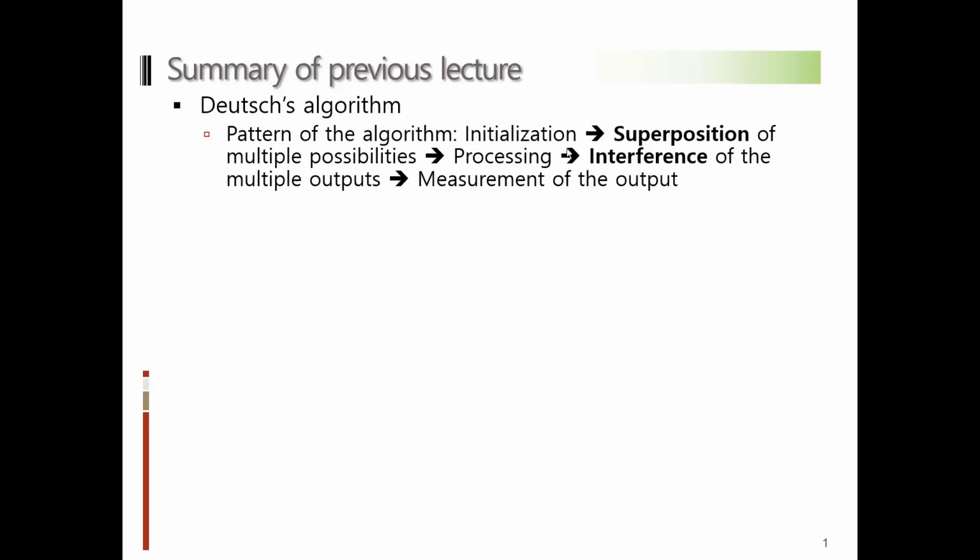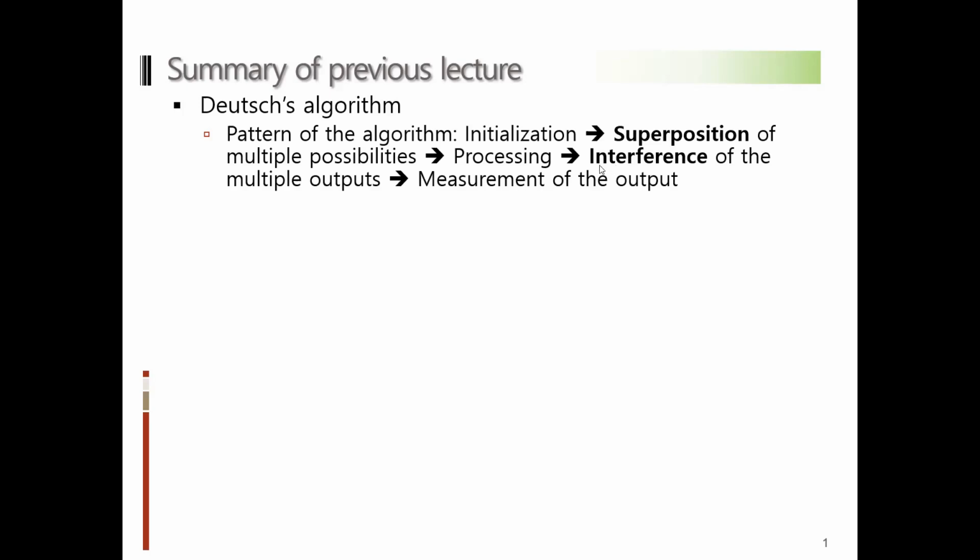Once that is done, we eventually need to make a measurement of the output. But before the measurement, we generally need to go through the interference of the multiple outputs. If we don't do this interference, the result of processing is the superposition of all the possible inputs. Even though all the output states might have some information about the output value, if we just measure directly, only one of the outputs will come out, and you have to repeat several times. That won't help us.